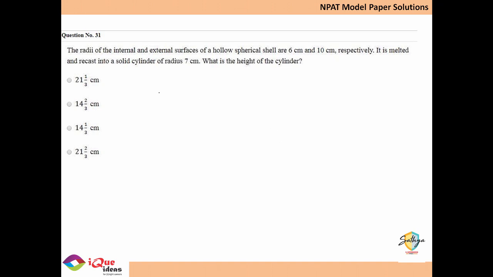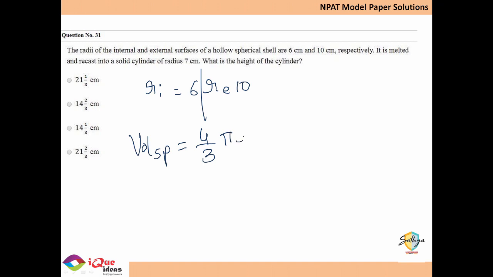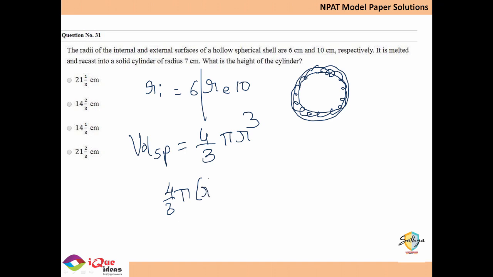Now, it is given that the radii of the internal and external surface of a hollow sphere are 6 and 10. So let the internal radius Ri be 6 and the external radius Re be 10. Now, the volume of a sphere is given as 4/3 pi r cubed. So if it is a hollow sphere, then from the outside volume, if I subtract the inside volume, I will get the volume of the total metal being used. So 4/3 pi (Re cubed minus Ri cubed) will give me the value, right?